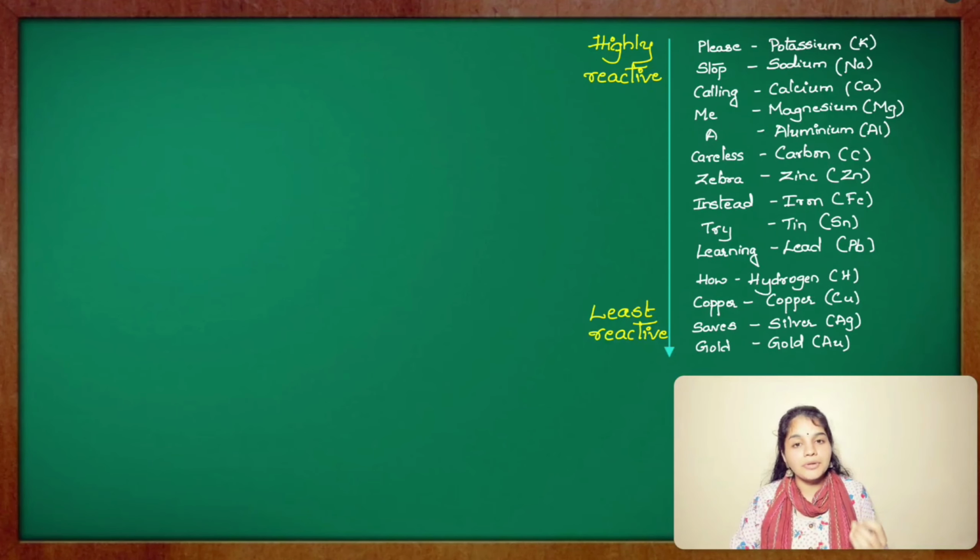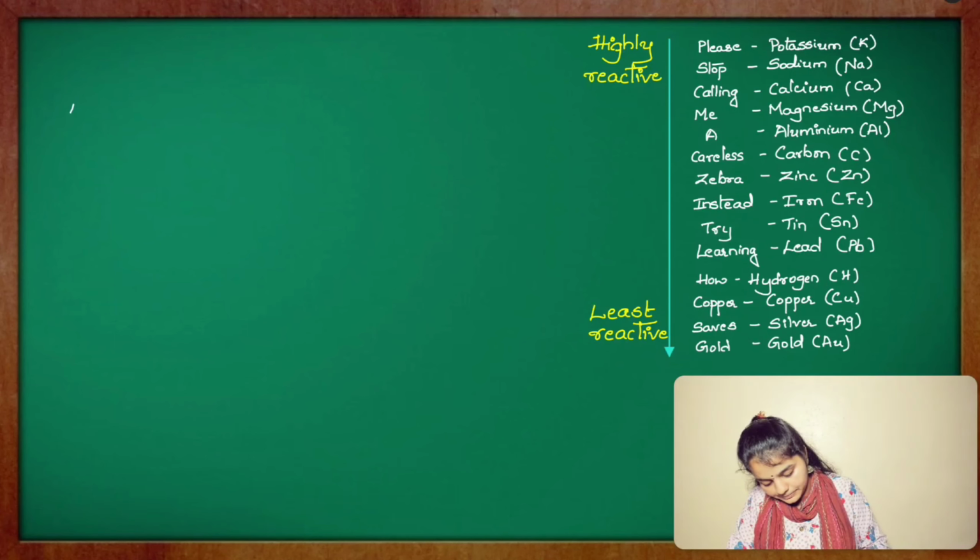We have learned a memory tip to memorize the reactivity series of metals. Now, proceeding further, let us see whether we can predict if a metal can displace another metal with the help of this reactivity series. As you can see on the screen, I have written the reactivity series along with the trick on one side of the screen. Now I am considering an example.